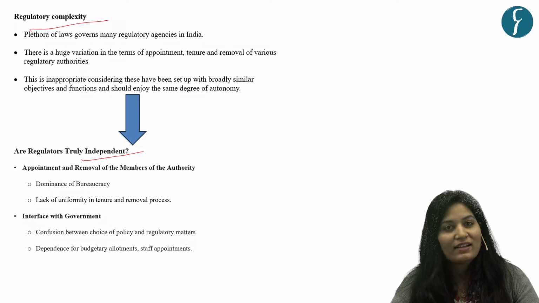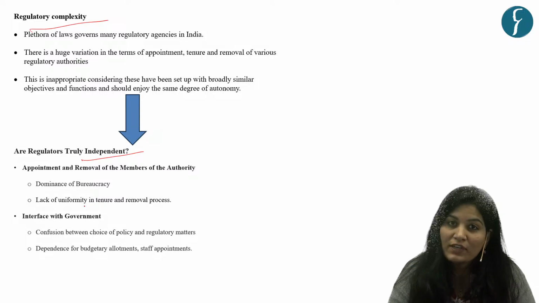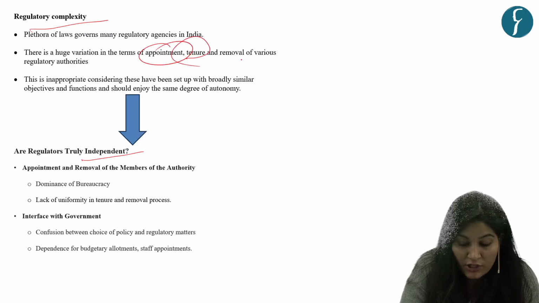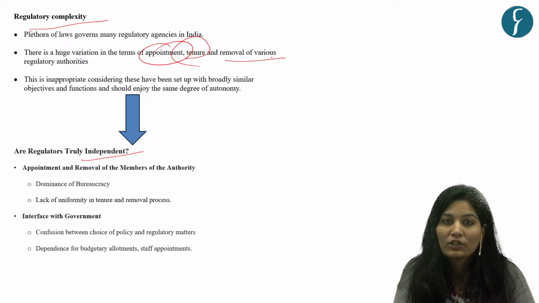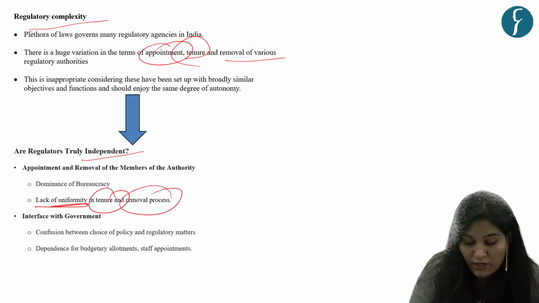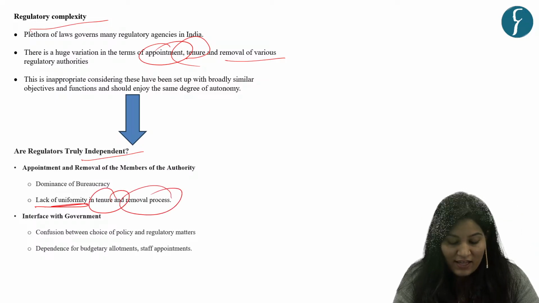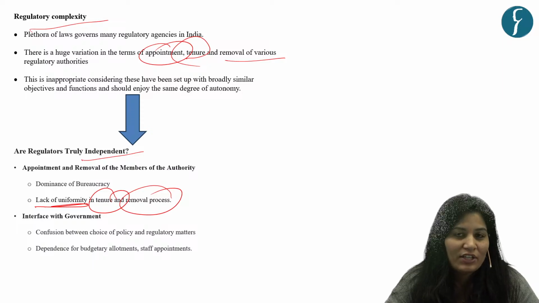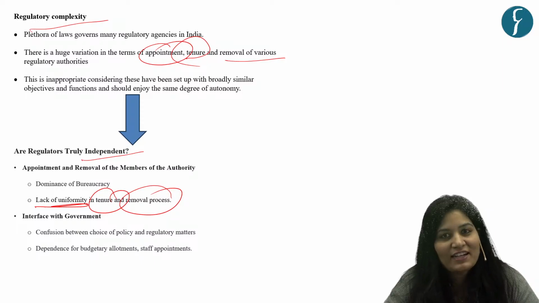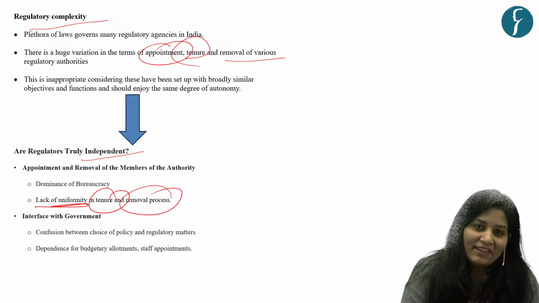Now, just now we have discussed that we have different laws governing different regulatory bodies, and there is variation with respect to appointment, tenure, and removal of various regulatory authorities. So there's a lack of sync, or you can say lack of uniformity in tenure and removal process. So in crux, for appointment, for removal, for tenure, they are dependent on government. Now, if they are dependent on government, then how can you claim that they are independent?